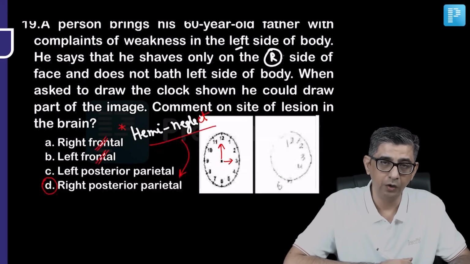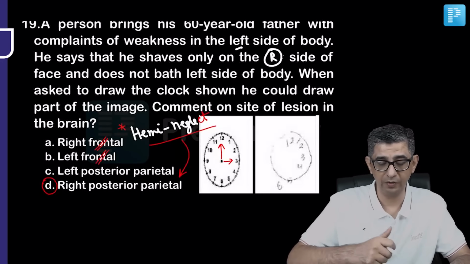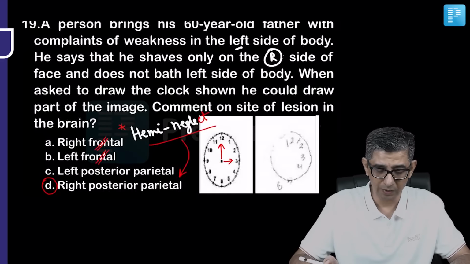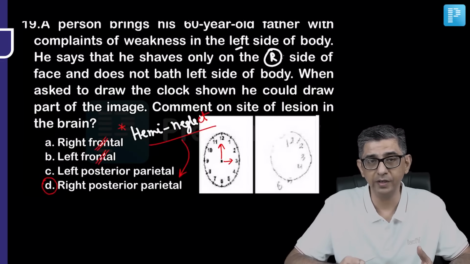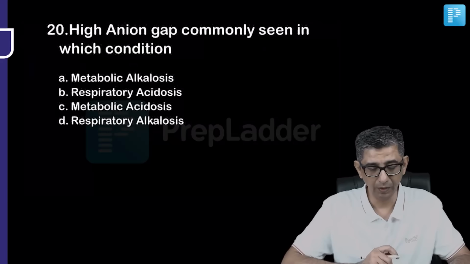But when it's a non-dominant parietal lobe involvement, there would be hemi-neglect as an important presentation in the case. So this was, I would say, a question which had maybe 4 or 5 lines, but if you could just pick up the hemi-neglect component in the question, it was relatively a simpler one.